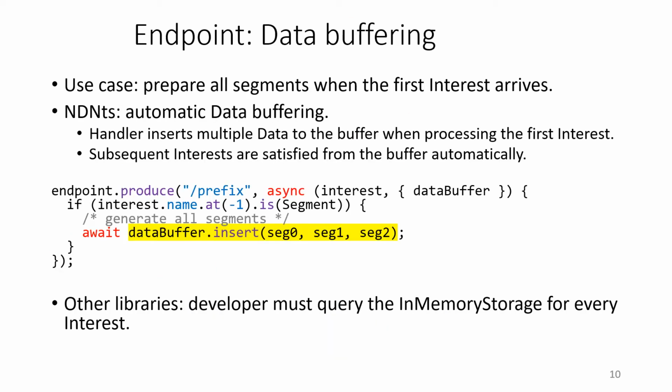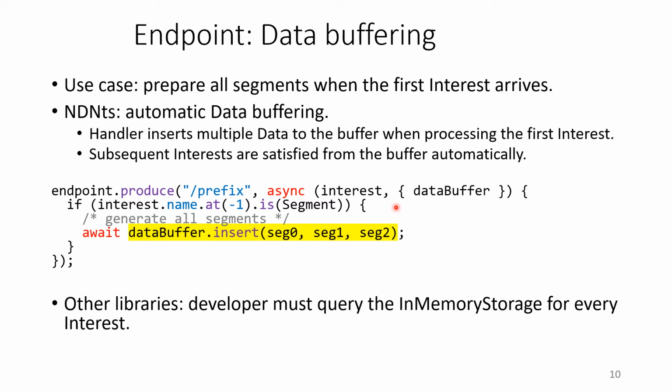Another feature of Endpoint is data buffering on the producer side. The use case is when the first interest for segment 0 arrives, your producer can prepare the data packets for all the segments and put them into the data buffer so that subsequent interests can be satisfied from the buffer automatically. In this example code, we make a producer for /prefix.